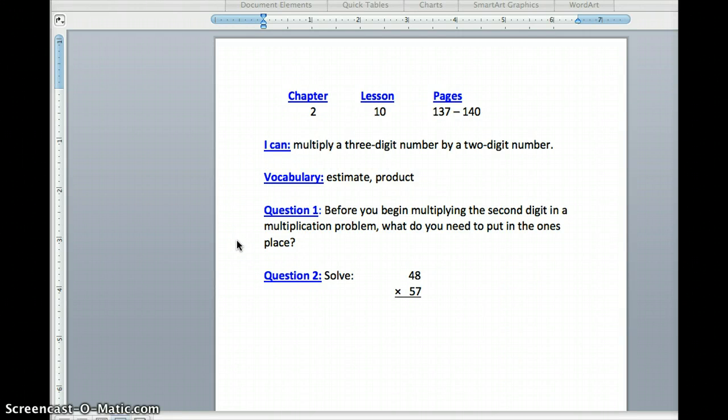Before you begin multiplying the second digit in a multiplication problem, what do you need to put in the ones place? Question 2. Solve this problem.